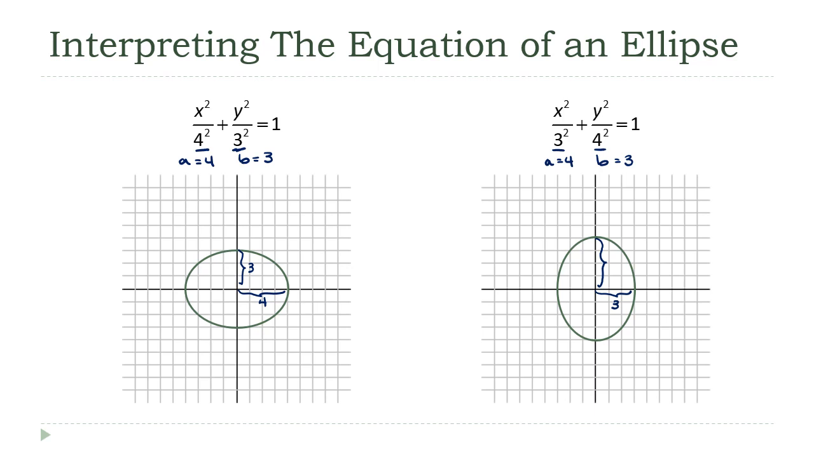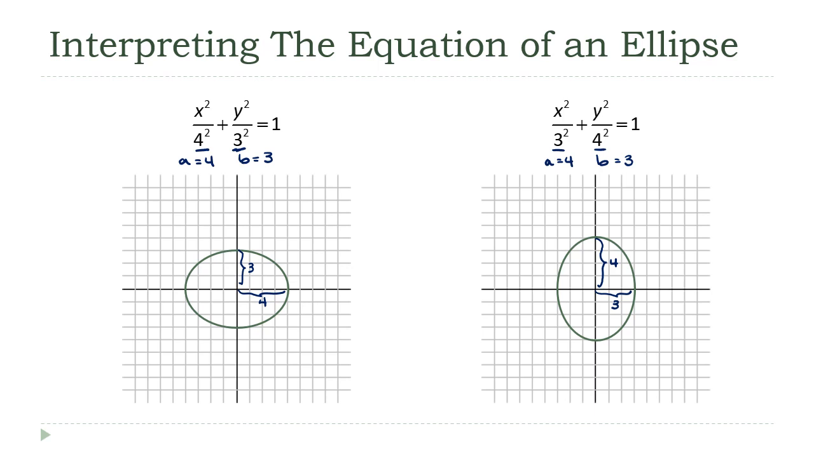a is the length of the semi-major axis, and that is always the bigger of the two numbers, regardless of where it is in the equation. b is always the length of the semi-minor axis, and that's always the smaller number, regardless of where it is in the equation. And so that's how I'm going to pull those a and b values when we're looking at the equations on the next couple of slides.